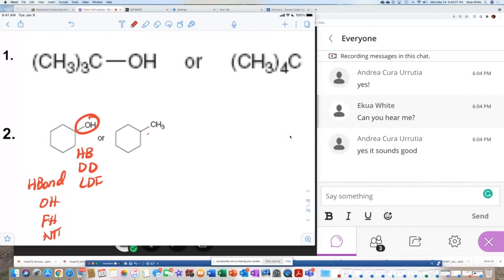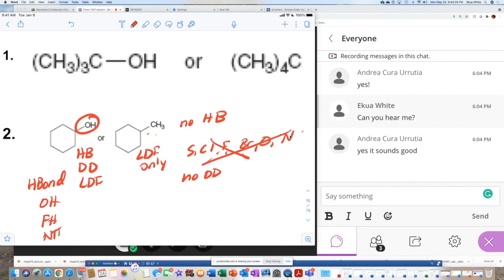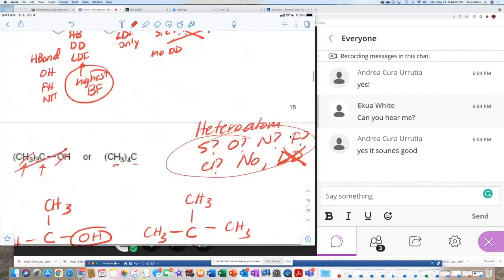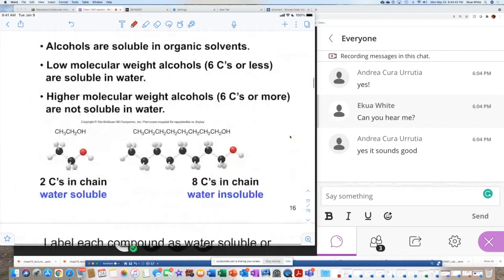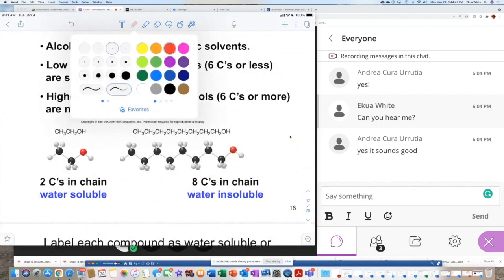What about this one here? Are we seeing OH? Not in this one. No hydrogen bonding. Are we seeing any sulfur, chlorine, fluorine, bromine, any heteroatom, oxygen, nitrogen, what else? Any of the other heteroatoms, none in this one. So no dipole. What we have left, we have LDF only. For that reason, this first one here has the highest boiling point because it has the most intermolecular forces to break through, right? And after a while, you're like, oh, I get this already. Let's move on, because it becomes somewhat repetitive, right?